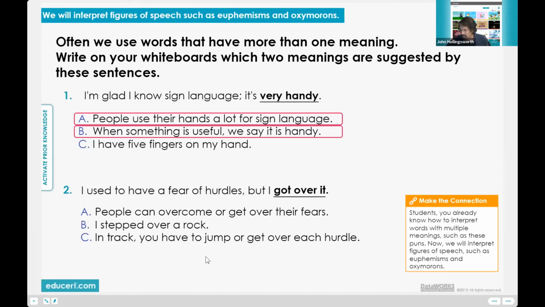Make sure you're unmuted. The two meanings suggested are A and C. A, people can overcome or get over their fears. That is implied because it mentions the word fears and they got over it. And C is also correct. In track, you have to jump or get over each hurdle. That is also implied because it is a double entendre. I believe it's a pun. Okay, I think you can see how we do this.